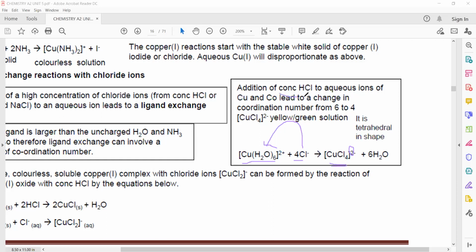So addition of concentrated hydrochloric acid to aqueous ion of copper or cobalt, both cases lead to a change in coordination number from 6 to 4. In case of copper, a yellow-green solution is there and it will have a tetrahedral geometry because the coordination number is 4.